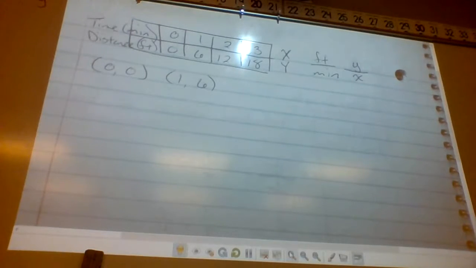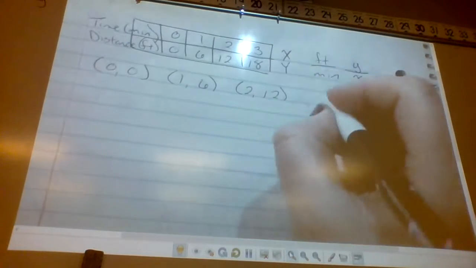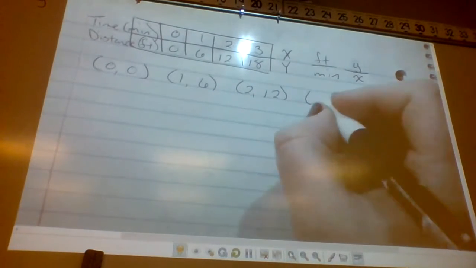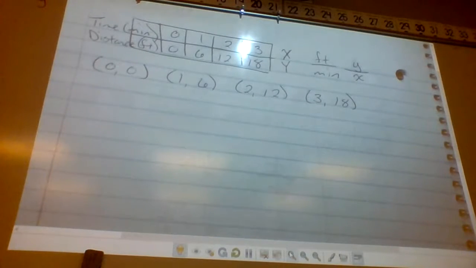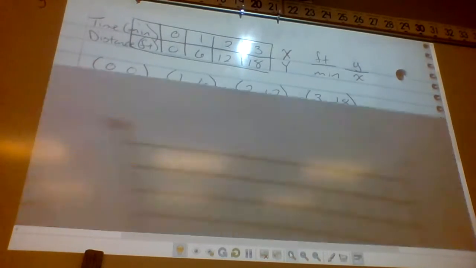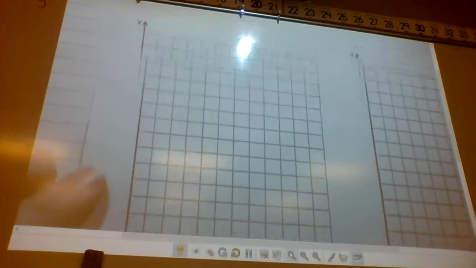The next is 2, 12. Whoa. The next is 3, 13, or 3, 18. 3, 18. Okay, at this point, now you need this graph. Set it down. What is the first point we have to graph? 0, 0. So let's graph 0, 0.